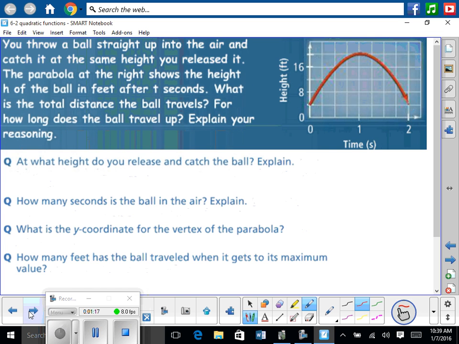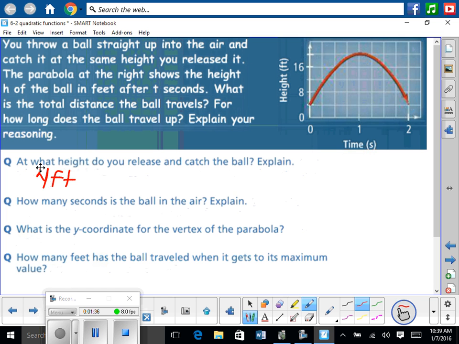Okay, so let's answer just out loud, guys. Stay with me here. Same question. I'm just going to ask you some more questions. They should be pretty easy for you now. At what height do you release and catch the ball? 4. 4 feet. Very good. Any questions on why it's 4 feet? I need you all looking at me.